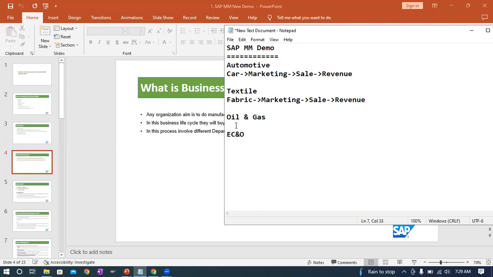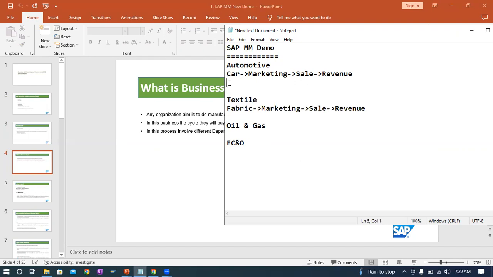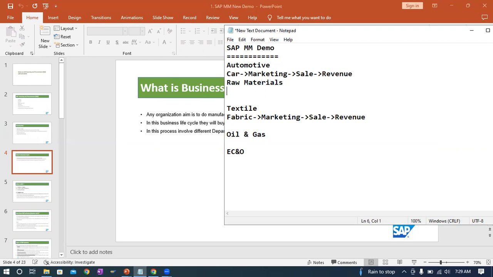Any business you take has one life cycle. Here it is production of the car, marketing, sales, revenue. How will they do it? They will produce the car, and to produce the car they require raw materials. What do we mean by raw materials? What are the components you require to produce one car, or to produce a fabric?